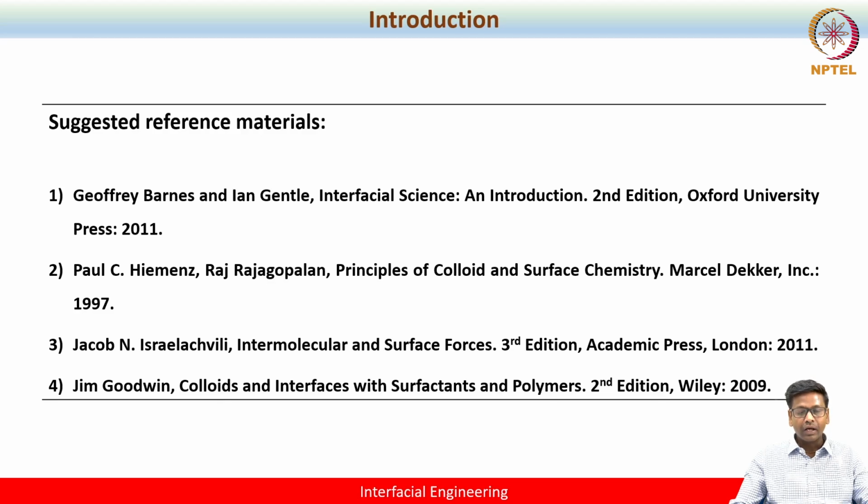For example, Jeffrey Barnes and Ian Gentle. This is a textbook on interfacial science itself, and this book contains almost all the modules or topics that we discuss throughout this course. So it can be used as a textbook. And then one can also refer to Hiemenz and Raj Rajagopalan's book. The title of the book is Principles of Colloid and Surface Chemistry.